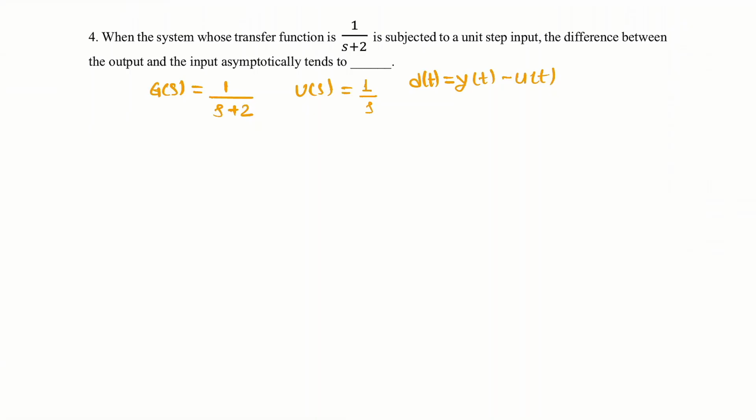We have been asked what happens to this asymptotically. That means as time tends to infinity, what happens here? So Y of S is G of S into U of S.